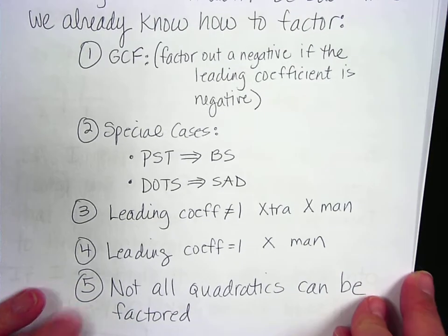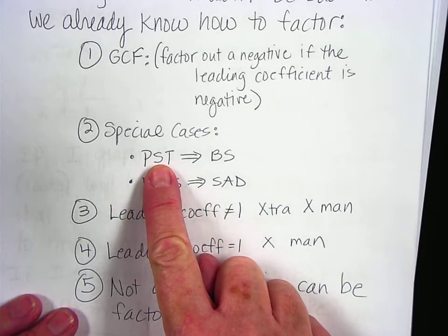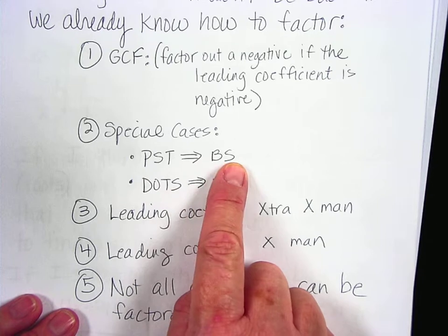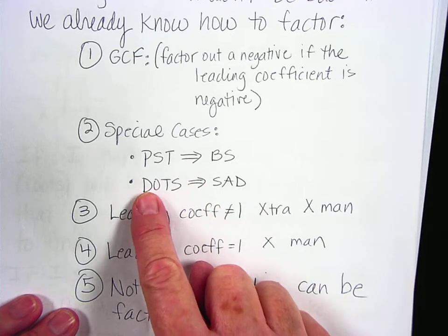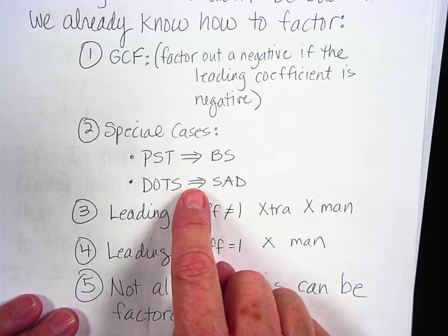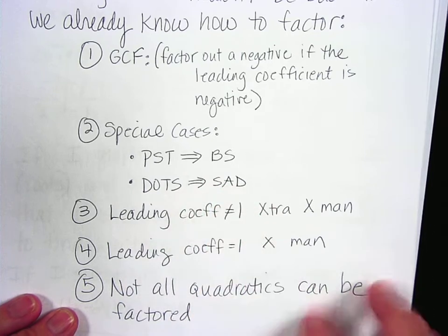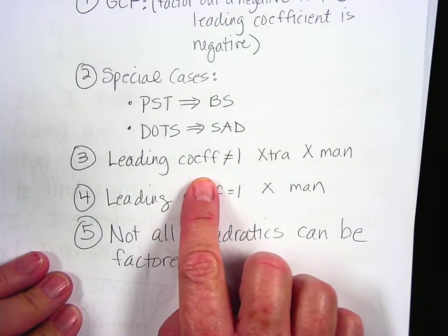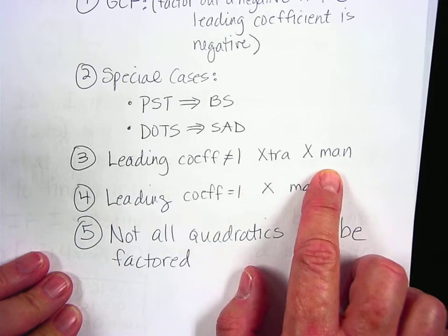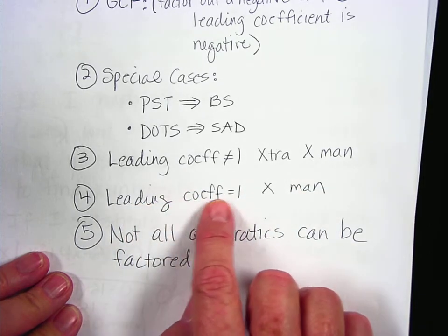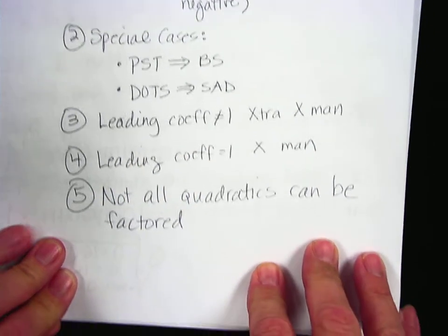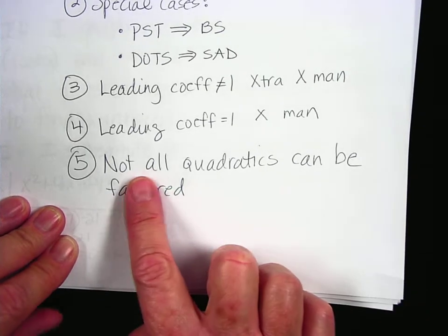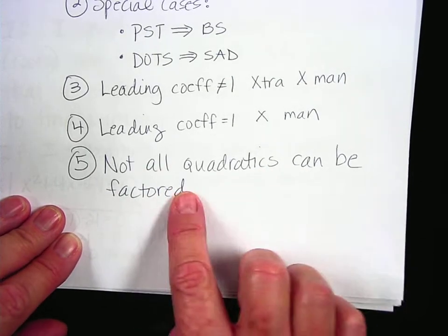Number 2, special cases. If it's a perfect square trinomial, it's factored using a binomial squared. If it's the difference of 2 squares, it's factored using sum and difference. Number 3, if the leading coefficient is not equal to 1, we use extra X-man. Number 4, if the leading coefficient is equal to 1, we use plain old X-man. And number 5, not all quadratics can be factored.